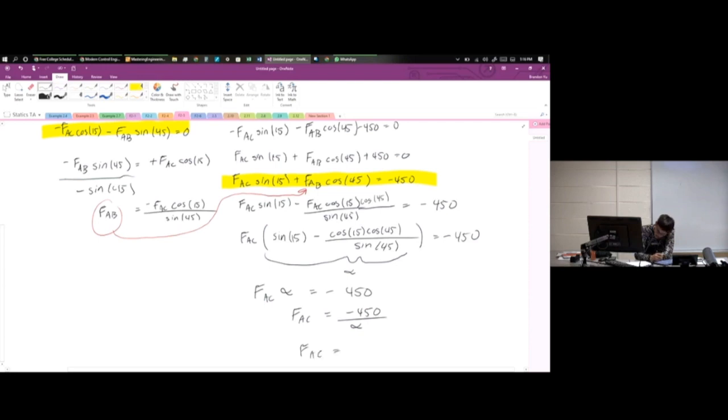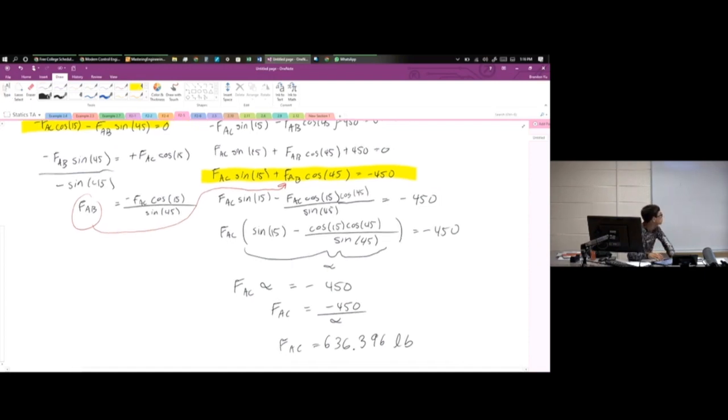FAC equals 636.396 lb. Right, so from here it would be this algebra. If you plug that whole thing into your calculator, you're going to get a constant value, and then you divide negative 450 by that constant value, and you get 636.396.